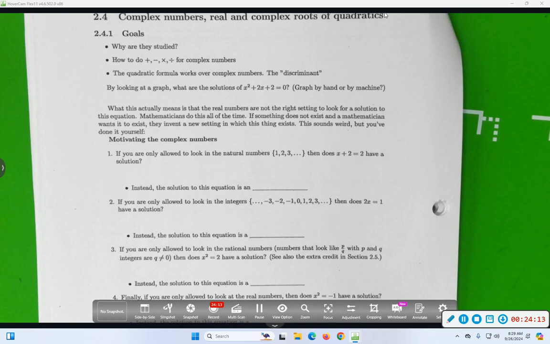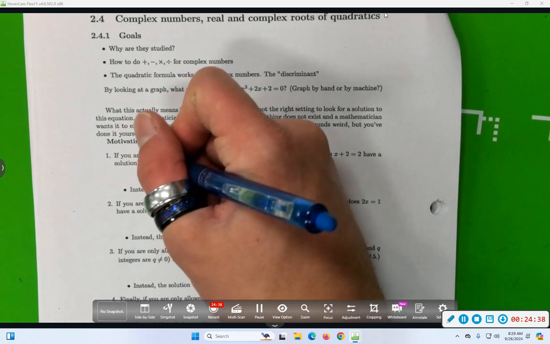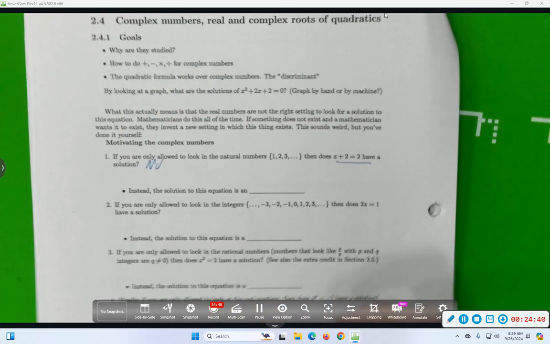So maybe you only believe in counting numbers, right? I can't have 2 thirds of a sheep. 0 sheep doesn't even really make sense. I just don't have any sheep then. You can't solve all equations if you're in that situation. If you only believe in those numbers, then does x plus 2 equals 2 have a solution? No, but it does have a solution. What's the solution to that equation? 0. So you need to believe in 0 if you want to solve that equation.